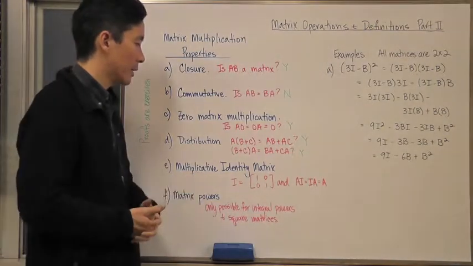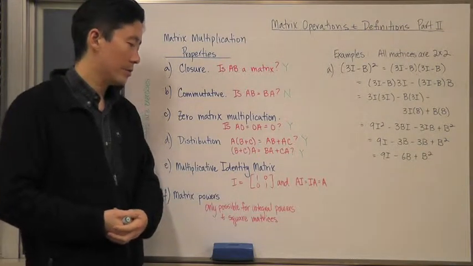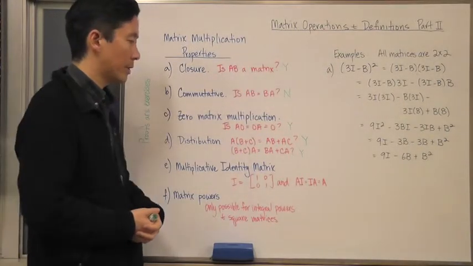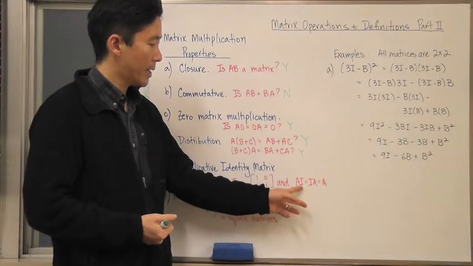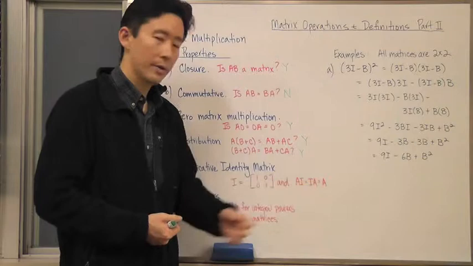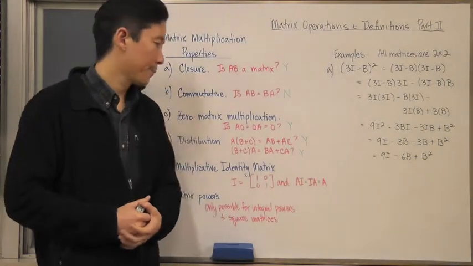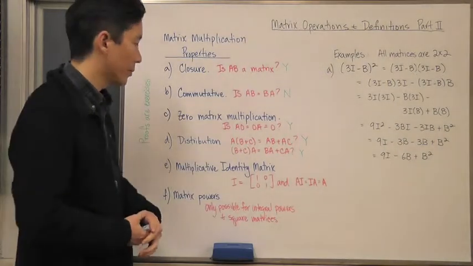Now with the multiplicative identity matrix, we have I being equal to 1, 0, 0, 1 for our 2 by 2 matrix. And notice that if we take I and right multiply to A or left multiply to A, you will still come out with the value of the matrix A. So that's what the multiplicative identity matrix will do for you.